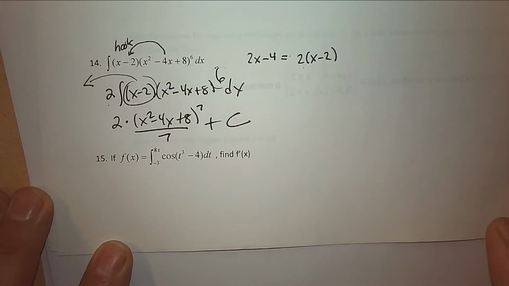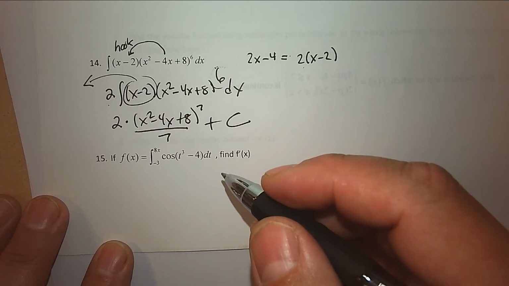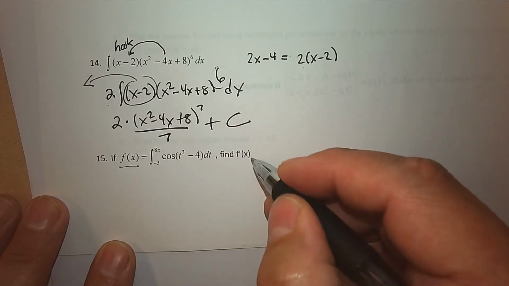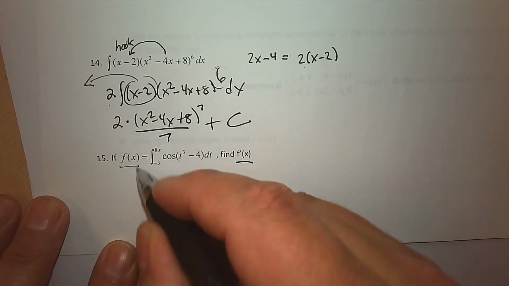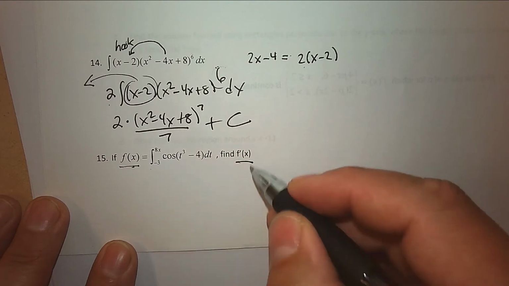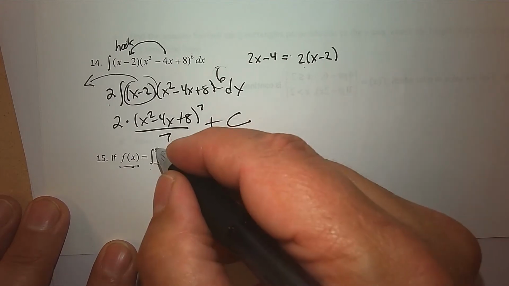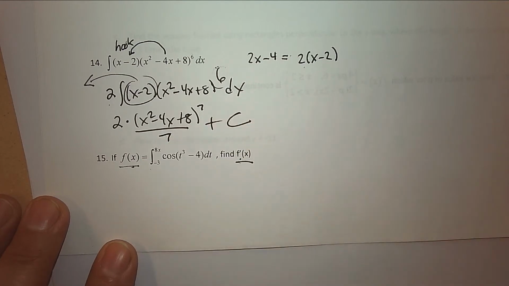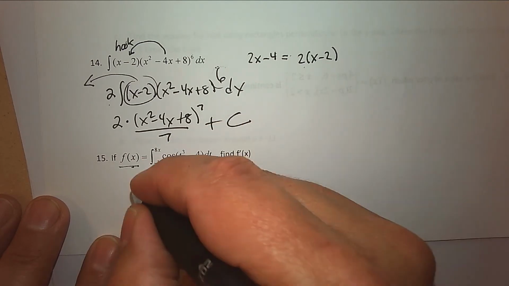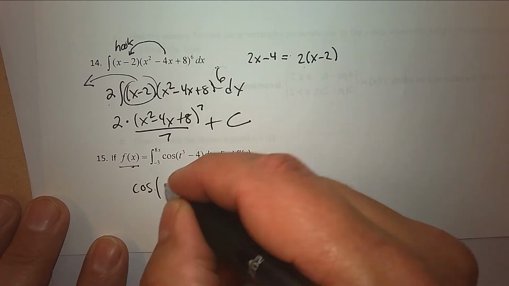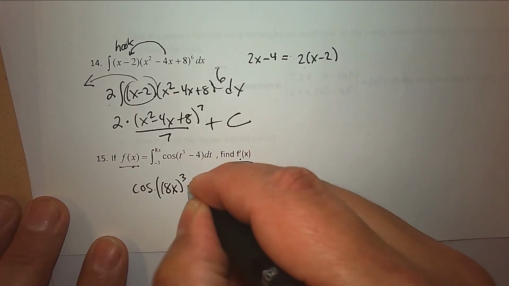Number 15 is a fundamental theorem of calculus question. So you're given f at x and told to take the derivative of it. So the function is actually an integration. So when you take the derivative of an integration, they undo each other. So we're going to plug in the bounds if they're algebraic. So the top bound, upper bound is, so where there's a t, I'm going to plug in 8x.